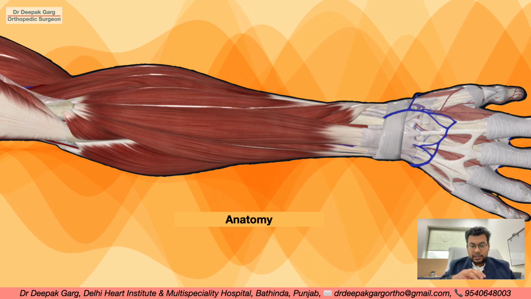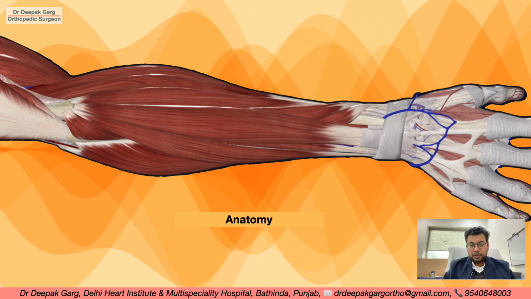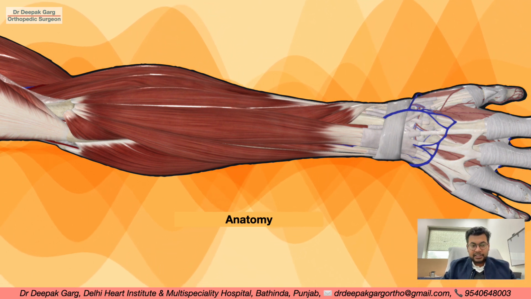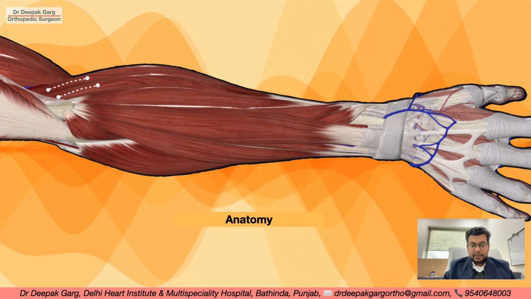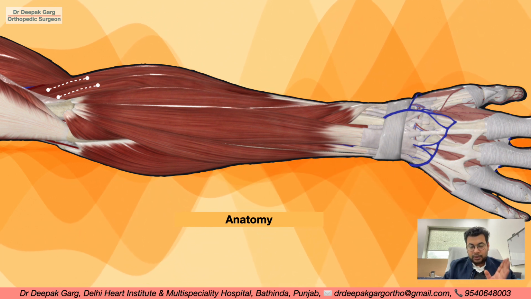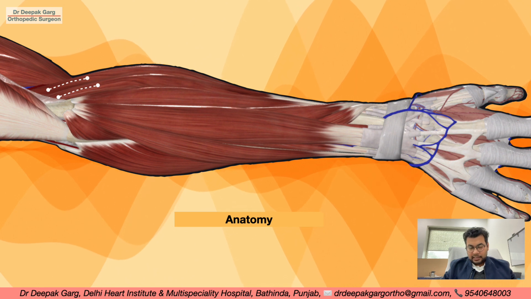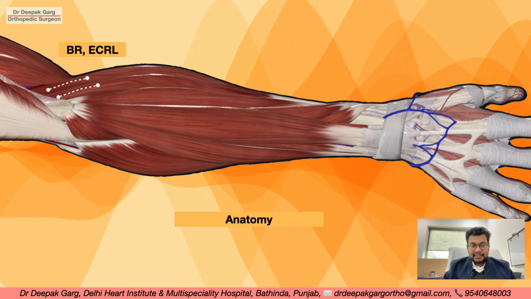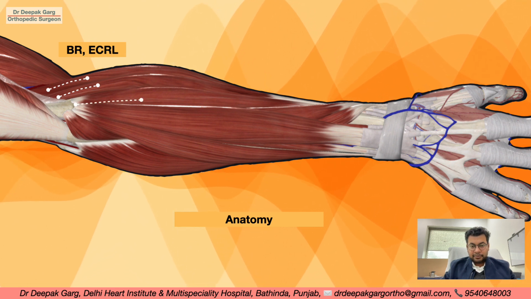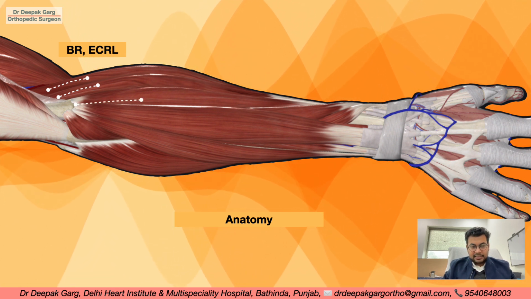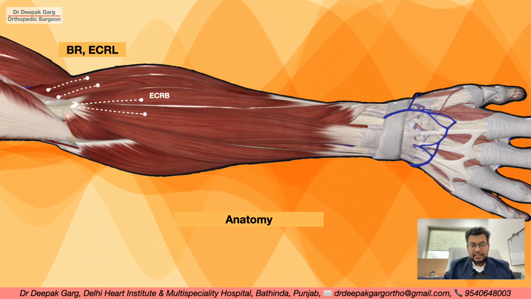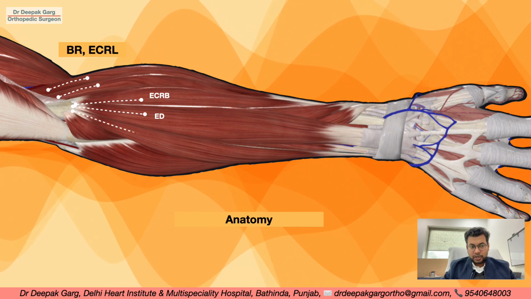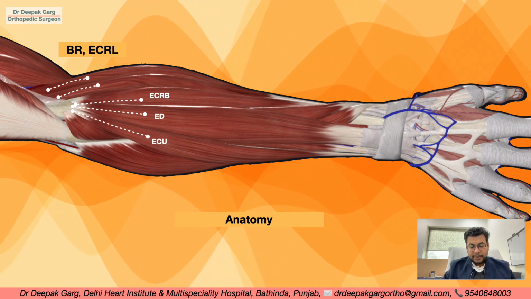If we take a broader aspect to understand the anatomy of the dorsal aspect of the forearm, let's start from the proximal so that the understanding will be easy. These muscles are coming from above the humeral condyles. Looking at the extensor compartment, these are the muscles brachioradialis and extensor carpi radialis longus, and this muscle coming from the common extensor origin is extensor carpi radialis brevis. Similarly, this is again a muscle from the common extensor origin, the extensor digitorum. Similarly, this muscle is the extensor carpi ulnaris, and this is the anconeus muscle.